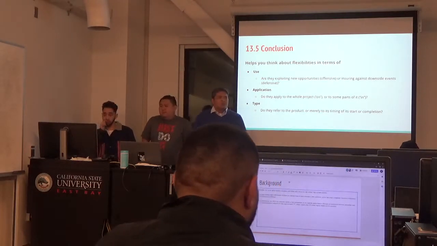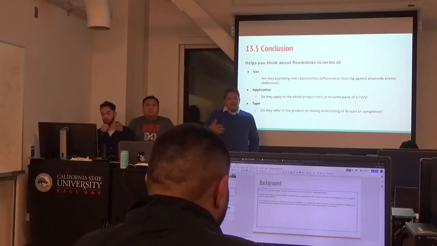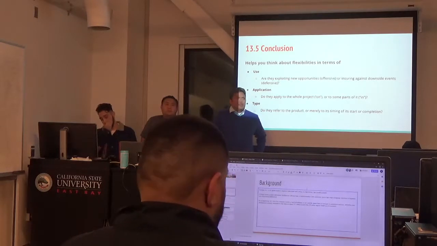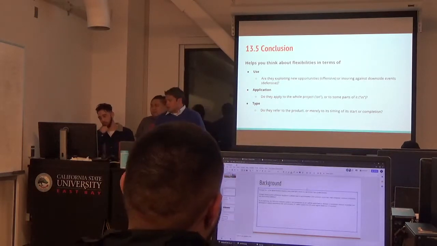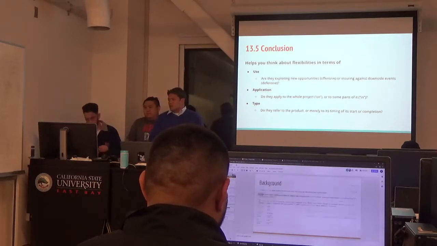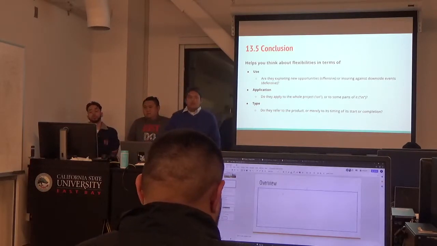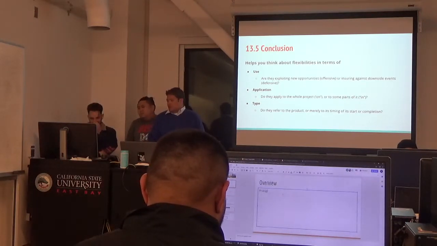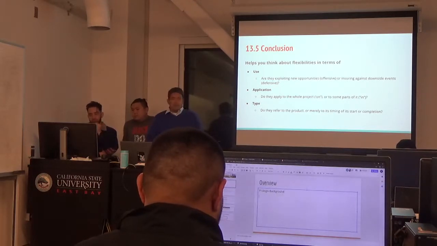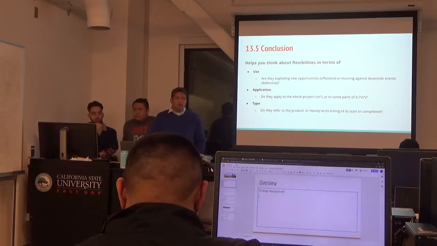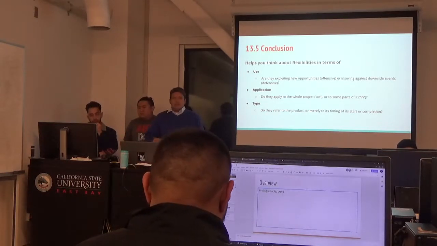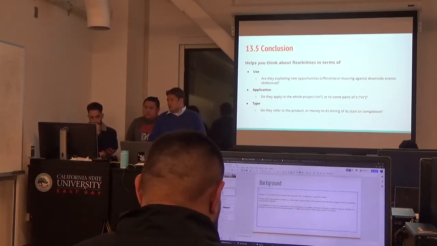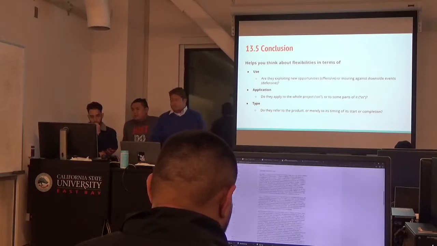So on the conclusions, it lets you think about the flexibility in terms of use, application, and type. On the use, they are exploiting new opportunities or insuring against downside events, just like what he said on the previous slide, so preparing for any downside events. Application: do they apply to the whole project, on, or to some parts of it, in? So in, if it's within the project, or on, if it's in the bigger scheme of things, as Nestor said. Time: do they refer to the product, or maybe to the timing of its start or completion?